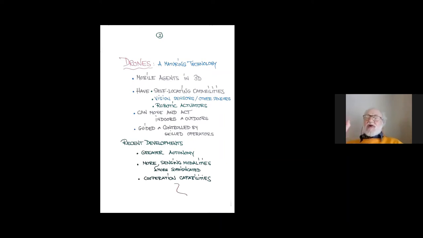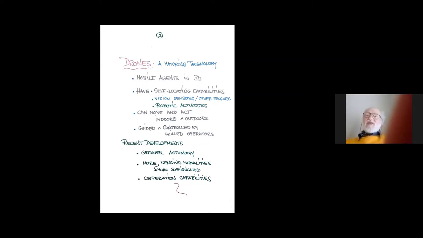So drones are today a maturing technology. And for us in computer science, they are agents that are mobile, and this time mobile in 3D. So all these people who are dealing with robotics, who did work in 2D, now have a third dimension to deal with. These platforms nowadays, as they are maturing, are becoming better at self-location. They are equipped with vision sensors and other proximity sensors, and they have lots of types of robotic actuators which enable them to carry payloads and to do all kinds of things in the environment. They can move and act both indoors and outdoors, and they are usually guided by some skilled operators.